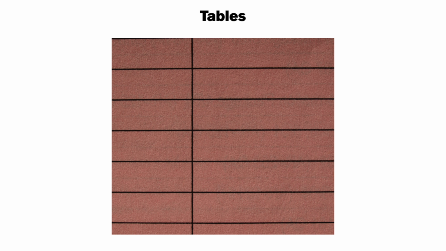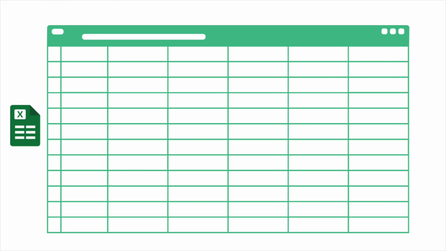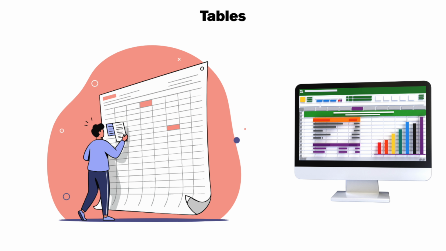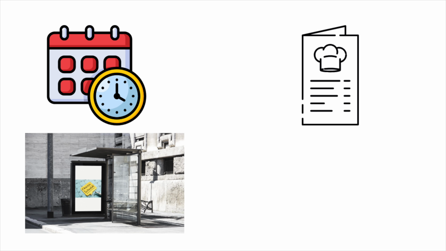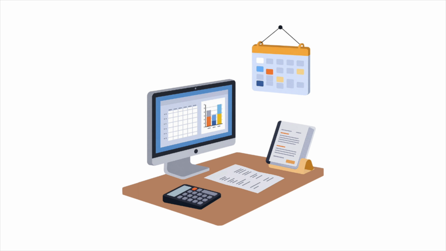Tables help us organize information in rows and columns, just like a spreadsheet. Before we touch any code, think about real life. Where do you see rows and columns every day? You see them in school schedules, restaurant menus, bus timetables, and report cards, right? So, if something looks like a grid in real life, it usually belongs in an HTML table.